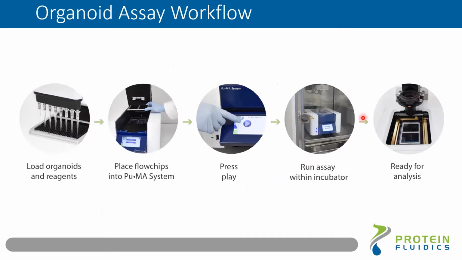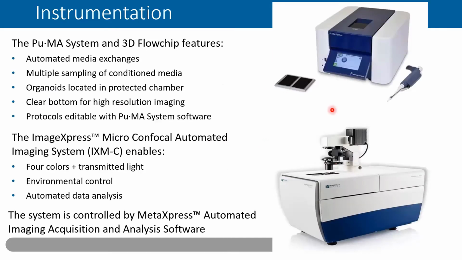When the assay is finished, you take the plate out and then read it on your analysis systems, whether it be a plate reader or in this case, the Icon imaging systems. The instrumentation I described is the Pu.MA system already. And then the other really important piece of instrumentation here is the immunofluorescence micro-confocal imaging system. Very high resolution, very nice imaging system, all controlled by the MetaXpress software.